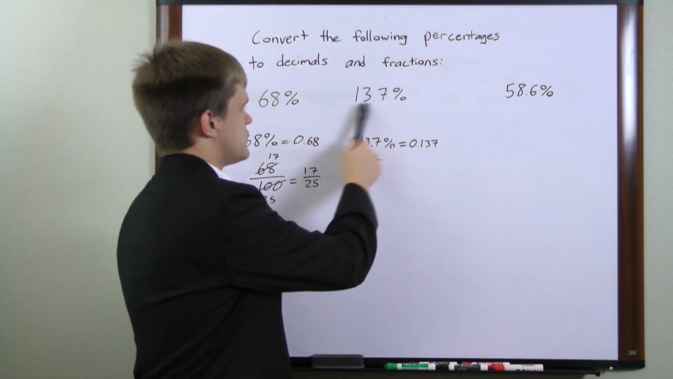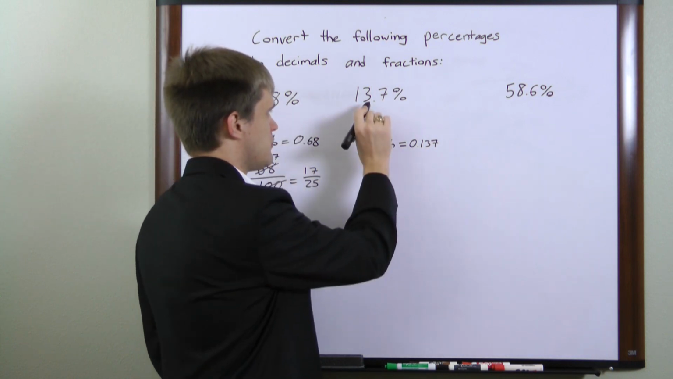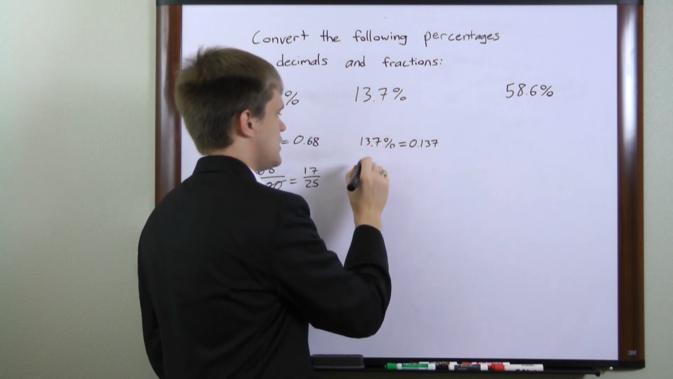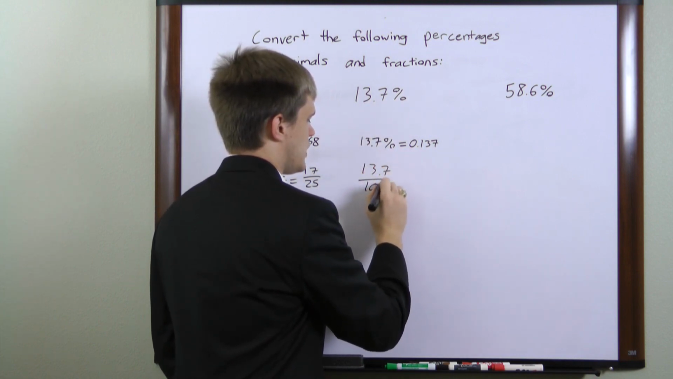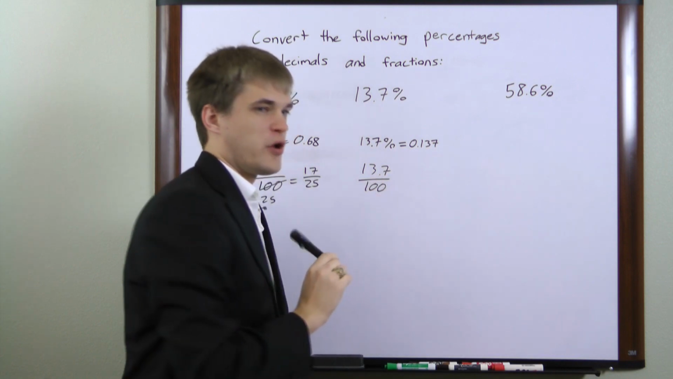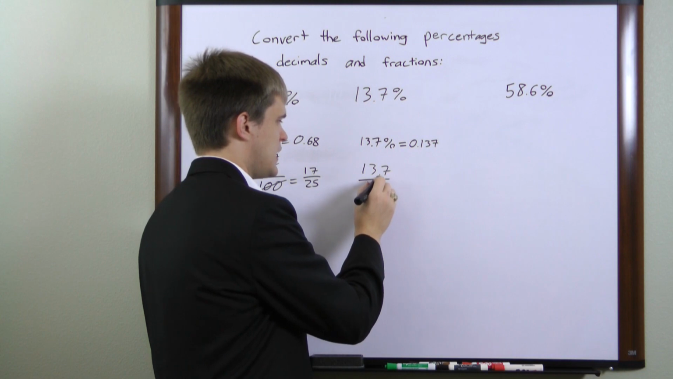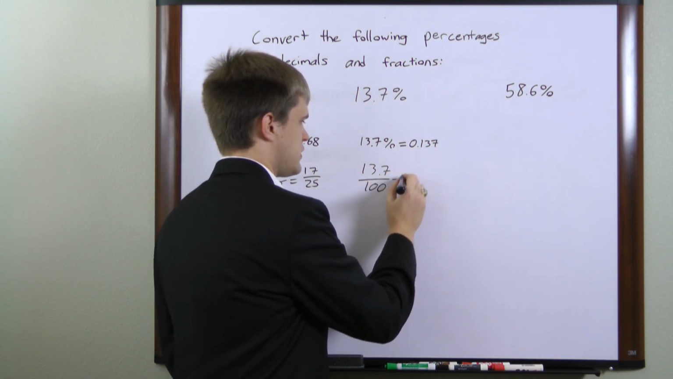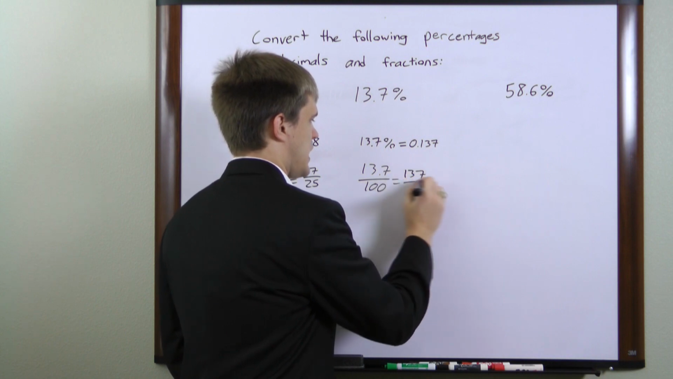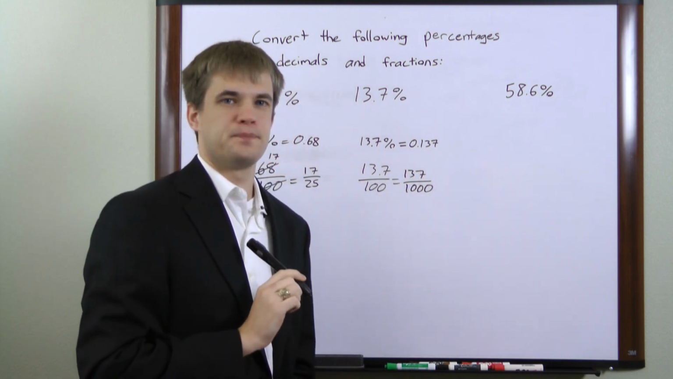Now to convert this to a fraction, we can do the same thing we did over here with the 68%, but we have a decimal point in the percentage. So if we write 13.7 over 100, we have a decimal in our numerator. We can eliminate that decimal by multiplying top and bottom by 10. That will change 13.7 to 137, and it will add a 0 to the bottom. So we have 137 over 1,000.